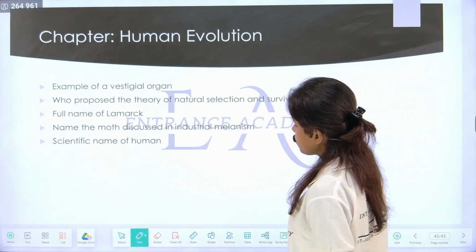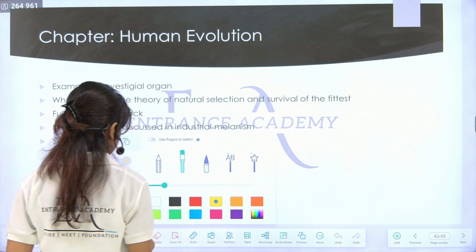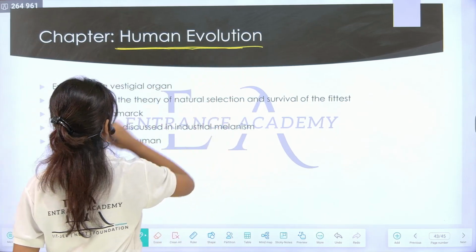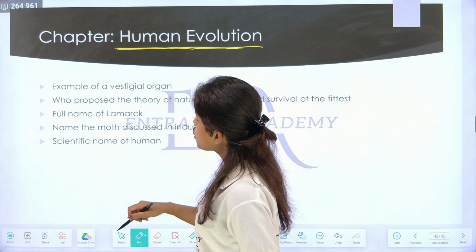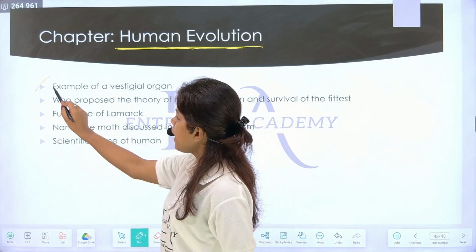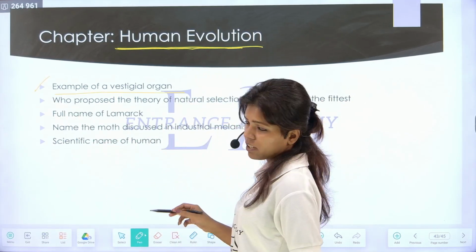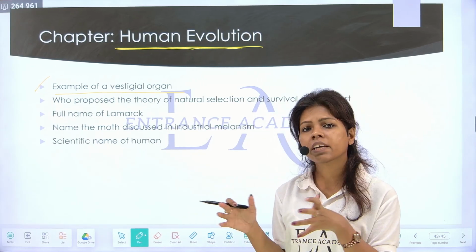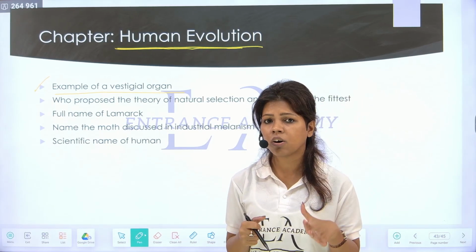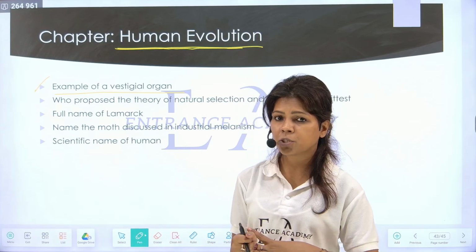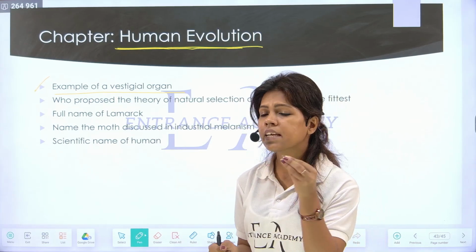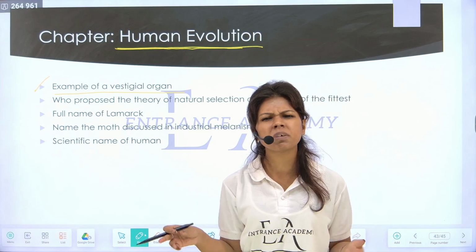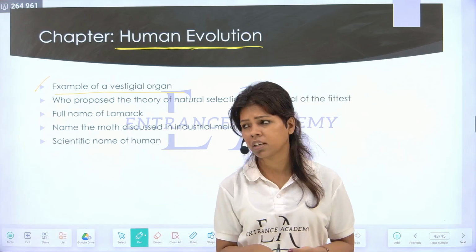Next chapter. Our next chapter is human evolution. First question from this chapter is example of vestigial organ. So first we have to know what is a vestigial organ. Vestigial organs are present in our body till now, but nowadays these are functionless and these are present inside our body in a rudimentary form. They have no function but just only they are present inside our body.